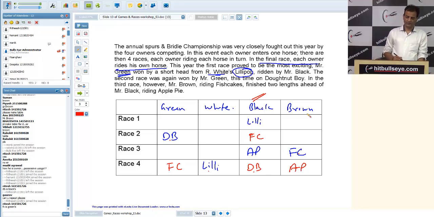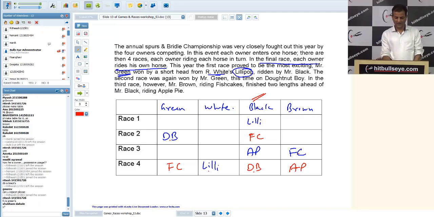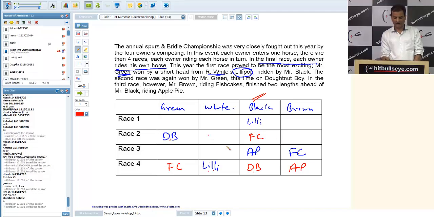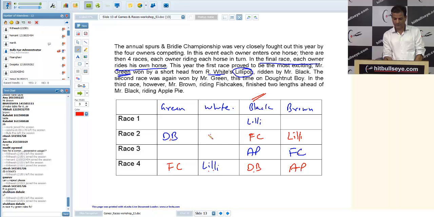So here it is DB, FC. Lily is here. Lily cannot be here, because I can't write Lily over here. Lily should be here, and here is left with AP. So this is again completed.